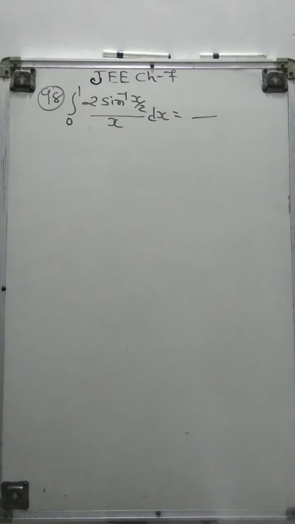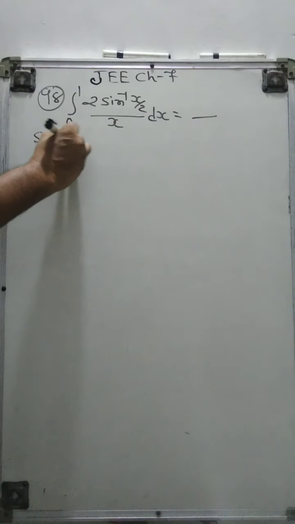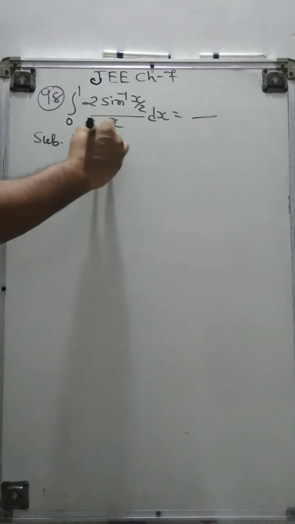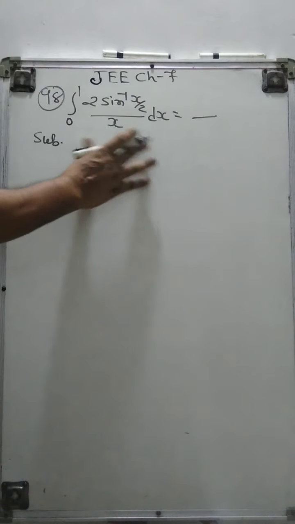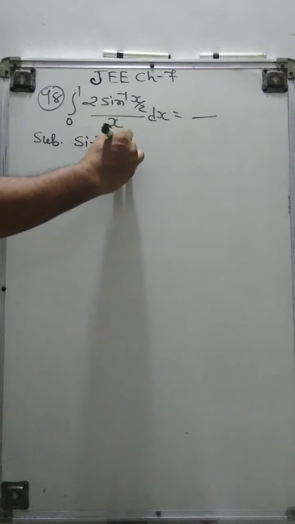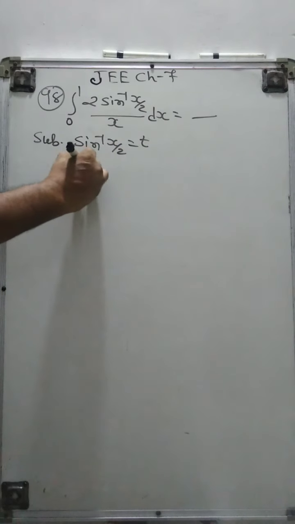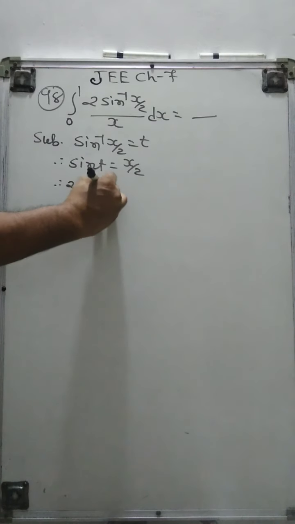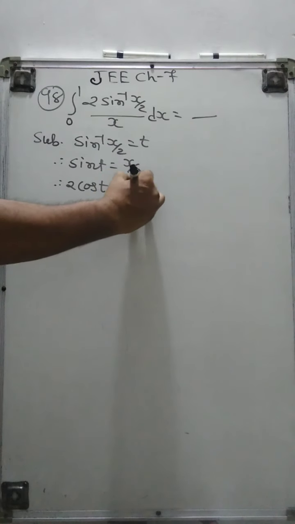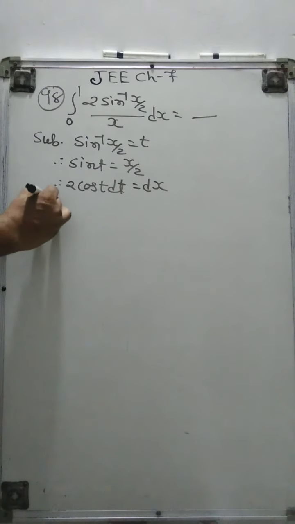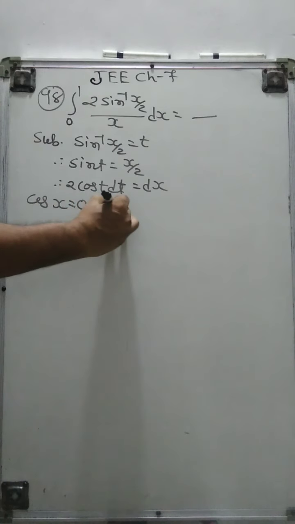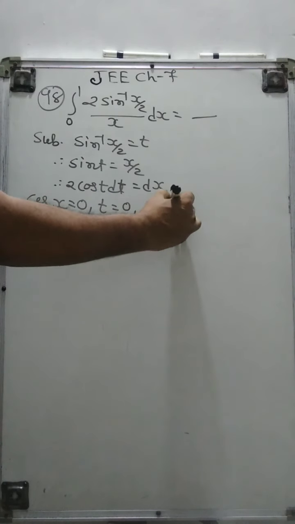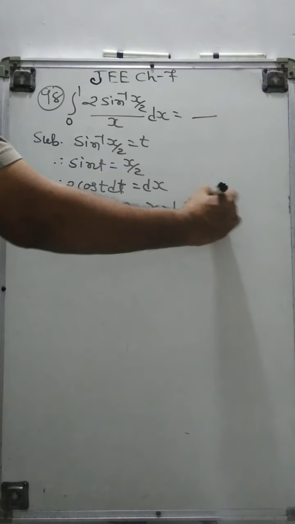Okay. Next sum is integration from 0 to 1 of 2 sine inverse (x by 2) upon x dx equal to dash. So here we substitute sine inverse (x by 2) is equal to t. Therefore sin t is equal to x by 2. Therefore 2 cos t dt is equal to dx. And as x equals 0, t is 0. X equals 1, then t is pi by 6.